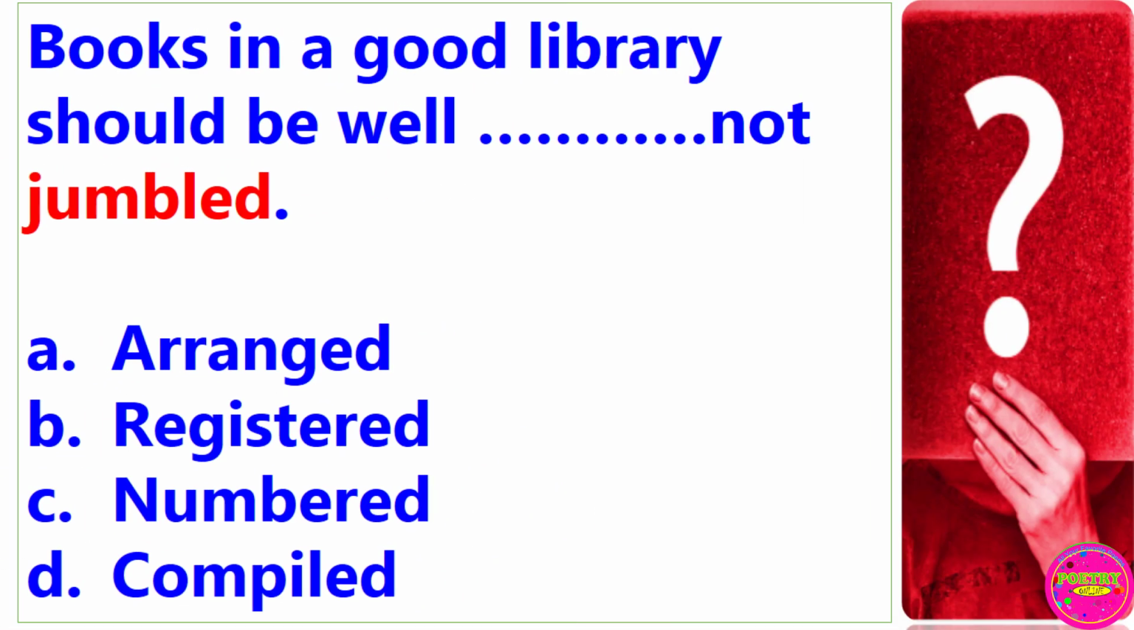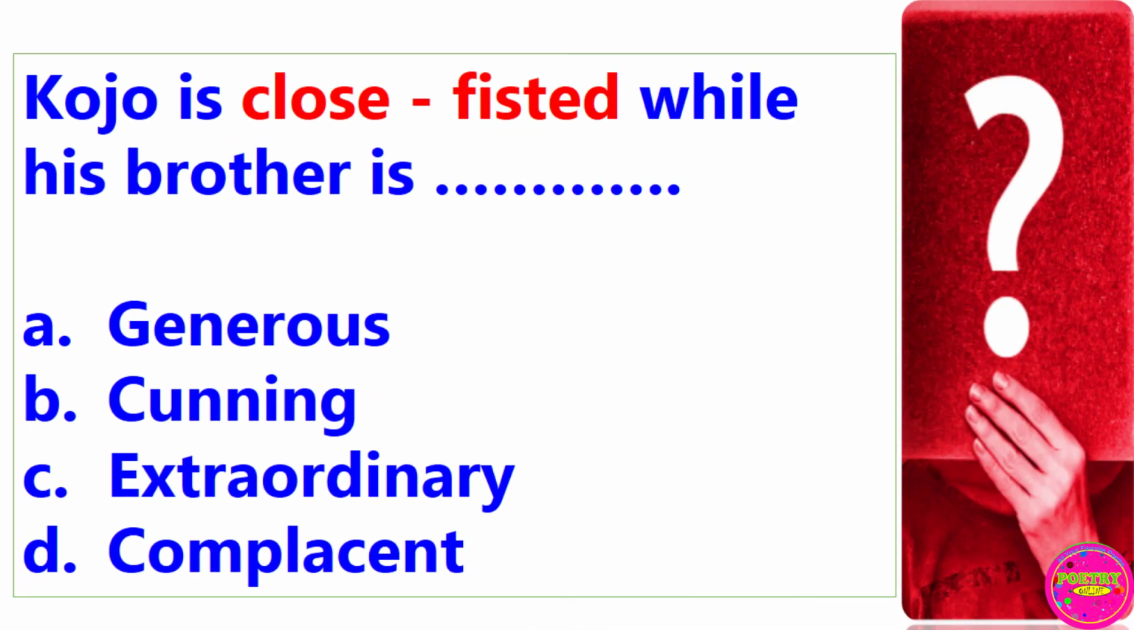Books in a good library should be well dash, not jumbled. A. Arranged. B. Registered. C. Numbered. D. Compiled. The word opposite in meaning to the word jumbled is arranged, so the correct answer to this question is A. Books in a good library should be well arranged, not jumbled. Kojo is close-fisted, while his brother is dash. A. Generous. B. Cunning. C. Extraordinary. D. Complacent. The correct answer to this question is A. Generous.